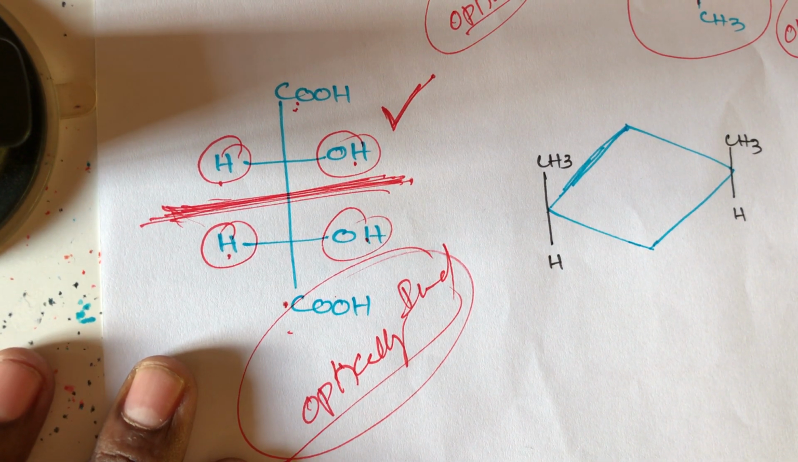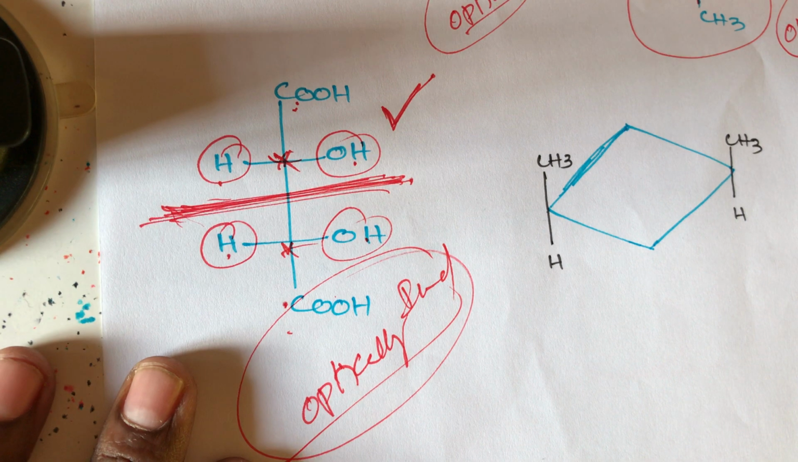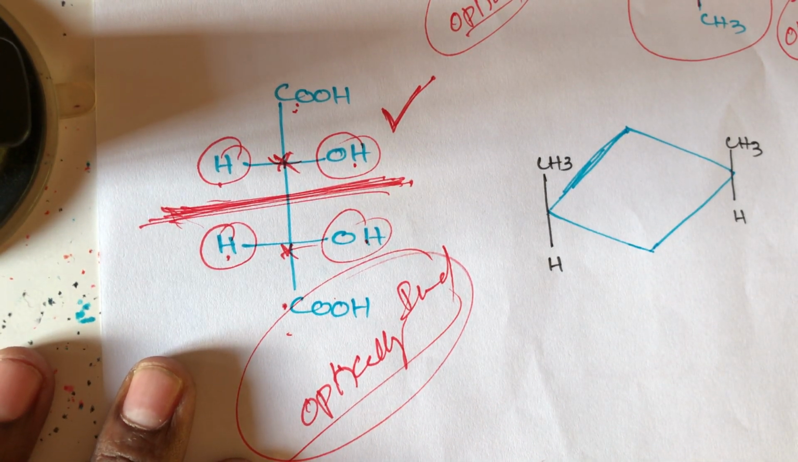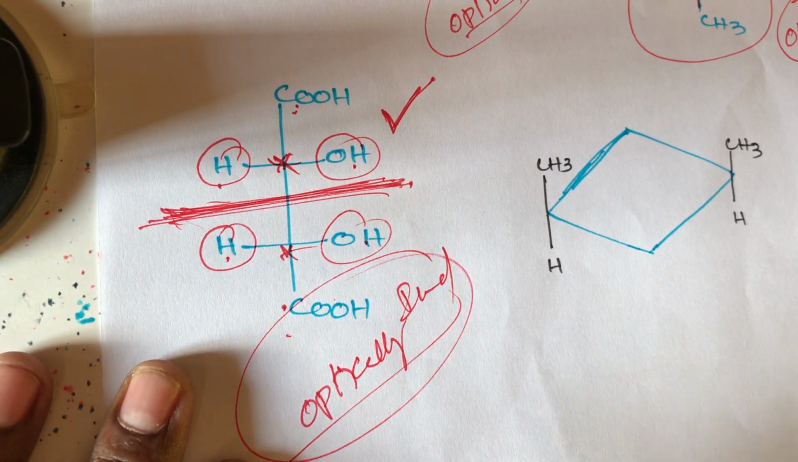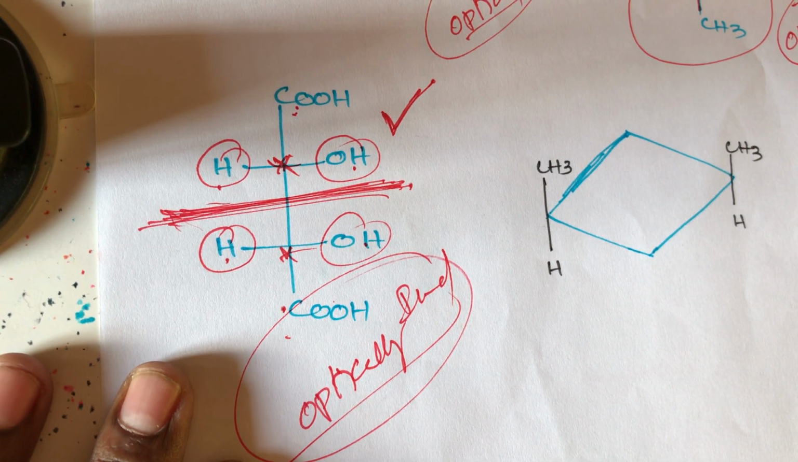So this tartaric acid also has two chiral centers. But not all compounds with chiral centers are optically active. When more than one chiral center is there, the compound may be optically inactive, not 100% active. Some compounds with chiral centers are optically active, and some are optically inactive.